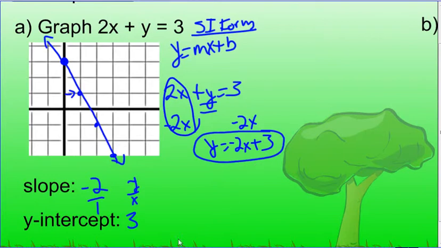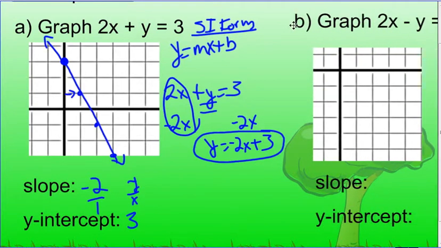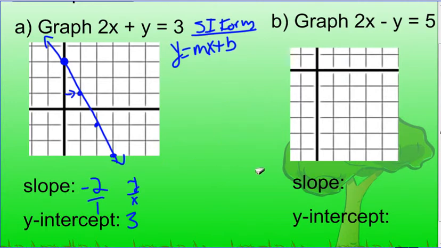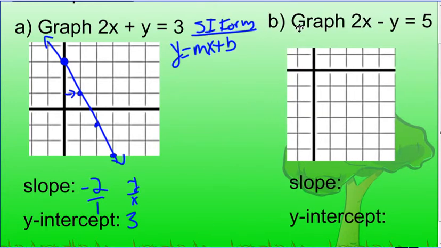Okay, let's bring letter B out and do the same thing. I'm going to erase this stuff in the middle so I have space to do letter B. We'll leave him up there, though. Okay, so we want to graph this equation. So first things first, we write down the equation. It says 2x minus y equals 5.